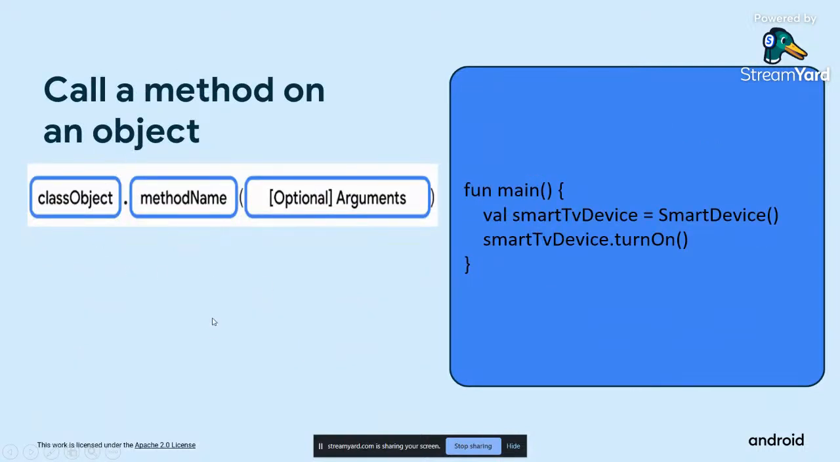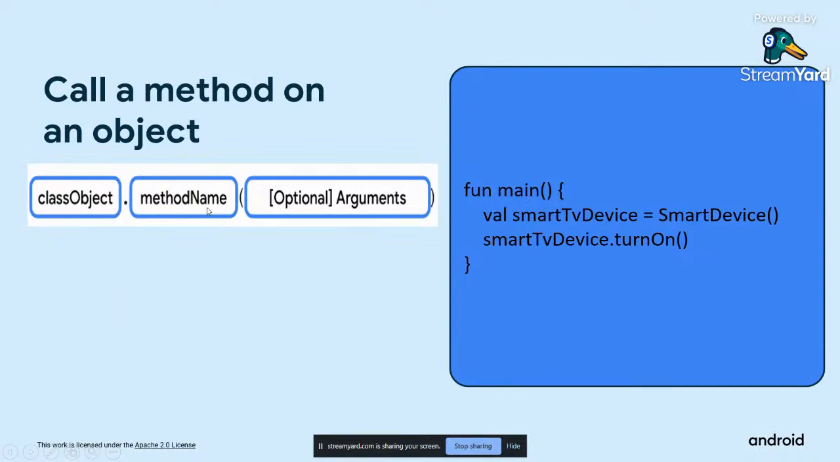Now let's see how to call a method on an object. To call a function on an object, we need to use the dot operator. And how is it done? First, we write the class object on which we want to call the method.